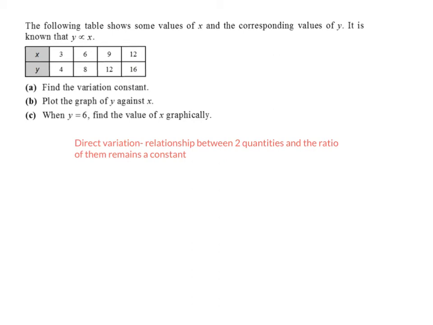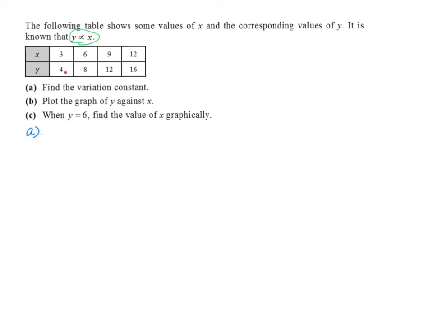And how do we mathematically express this? By using this symbol. Whenever you see this, this means x and y have a direct variation. And because they always remain the same ratio, that ratio would be what we call the variation constant, and is usually expressed as the letter k.